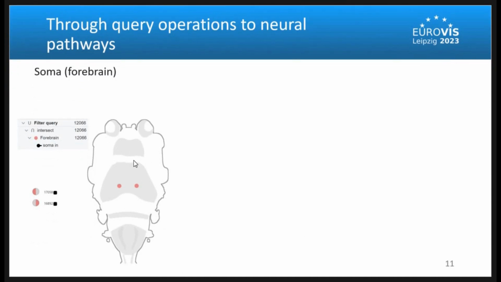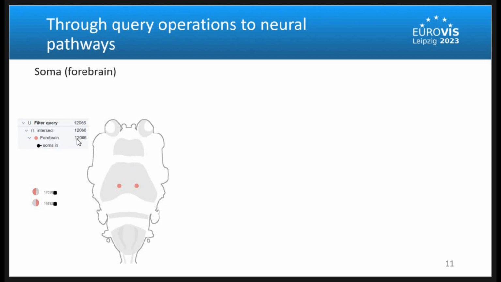Next, we will discuss how query operations lead to the neural pathways, and we will illustrate this using a simple query operation. The exact query here is to filter subsets of neurons having their somas in the forebrain, transit through the midbrain, and terminate in the hindbrain. The query was performed using a simulated dataset with around 50,000 neurons.